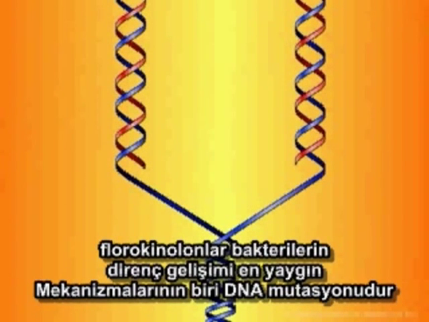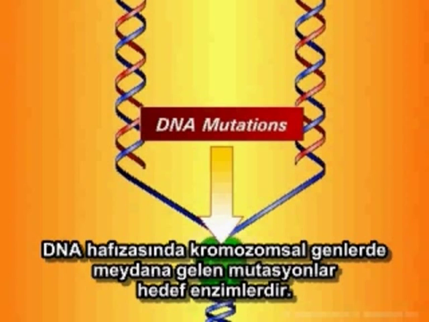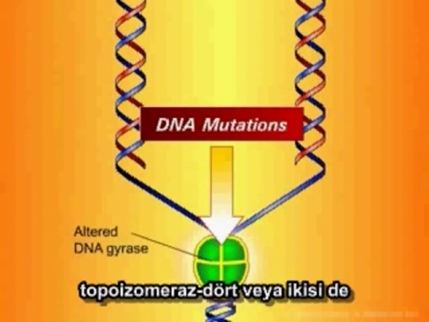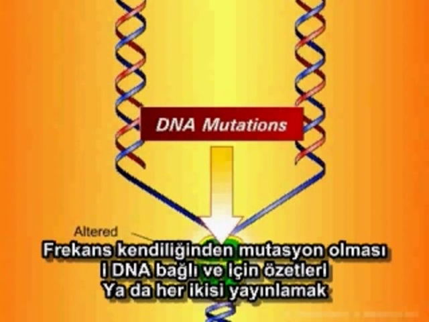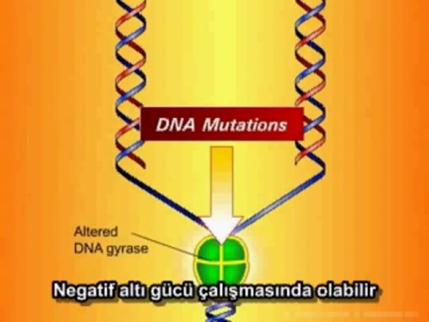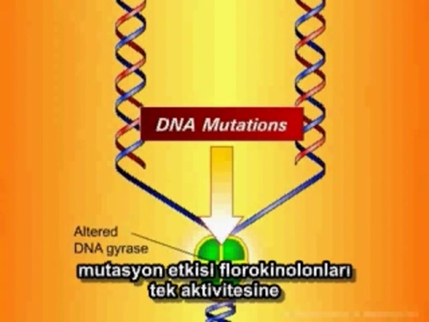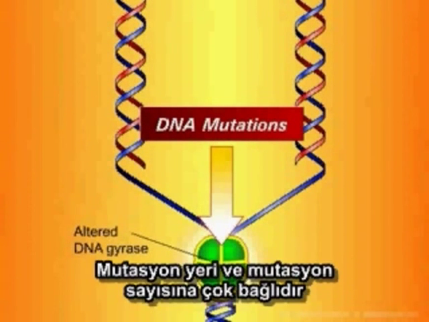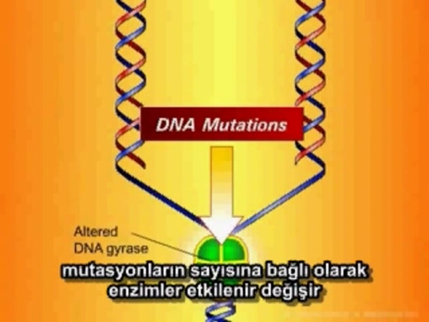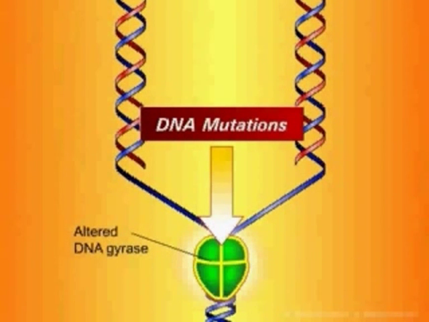One of the most common mechanisms by which bacteria acquire resistance to fluoroquinolones is by spontaneously occurring mutations in chromosomal genes that alter the target enzymes, DNA gyrase and topoisomerase IV, or both. The frequency with which these spontaneous mutations occur may be in the range of 10 to the power of -6. The effect of mutations on the activity of an individual fluoroquinolone will vary depending on the number of mutations, the location of the mutations, and which target enzyme is affected.